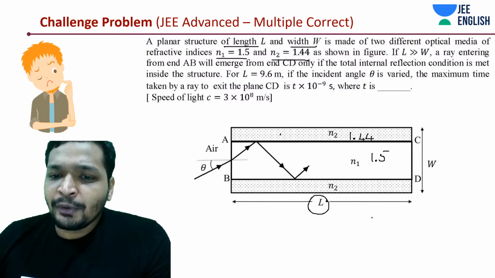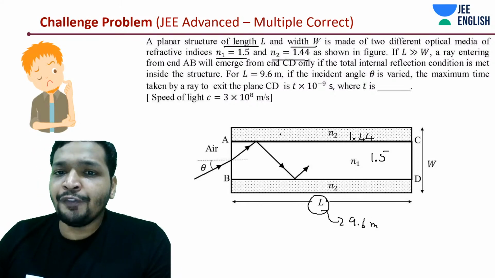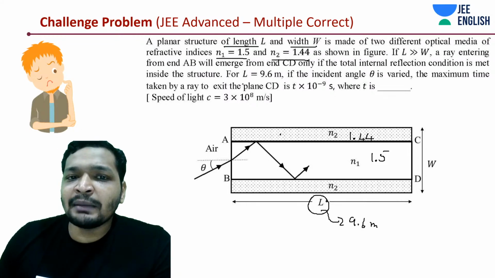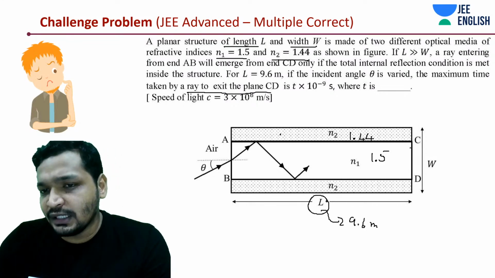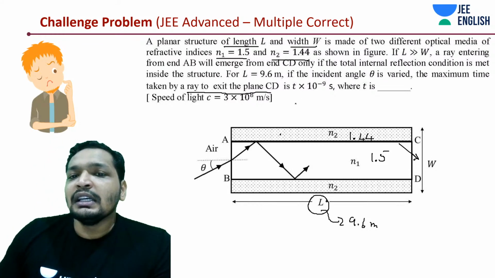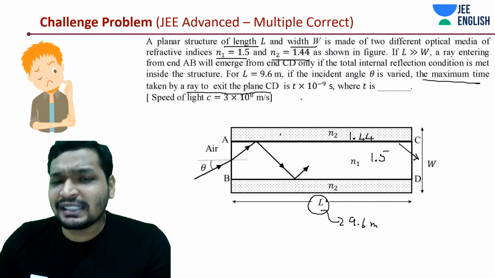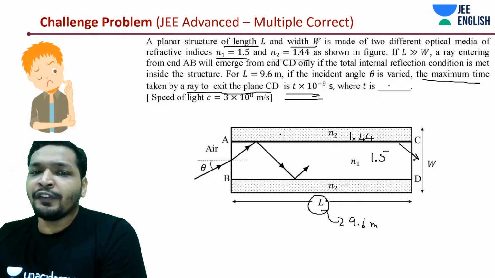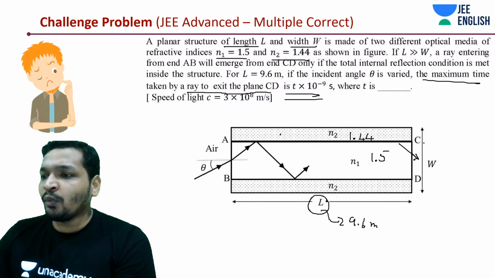L is equal to 9.6 meters, given to us. If the incident angle is varied such that the maximum time is taken by the ray to exit the plane CD, that means it should travel the maximum distance, the time is t times 10 to the power minus 9 seconds. So we need to find that maximum time it takes to exit.